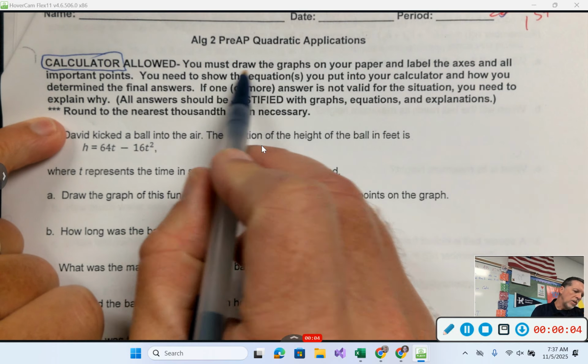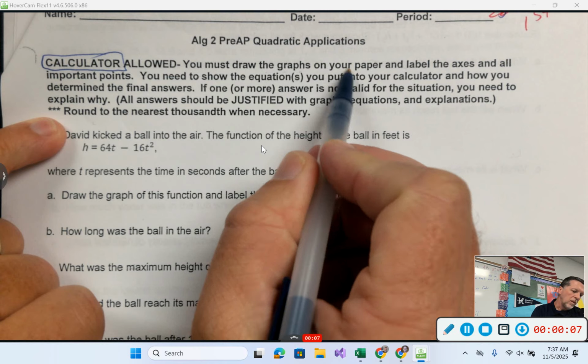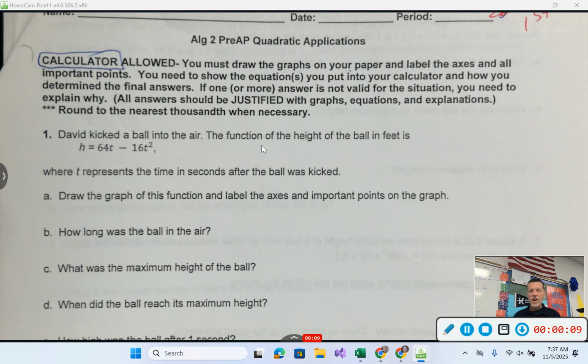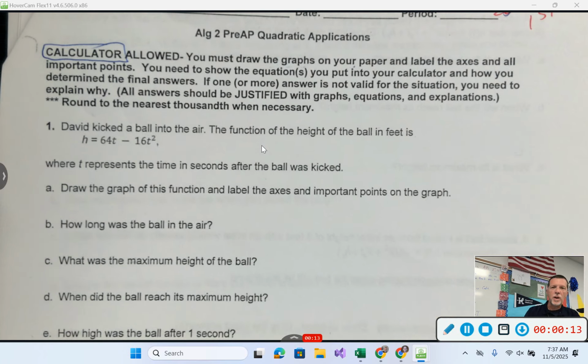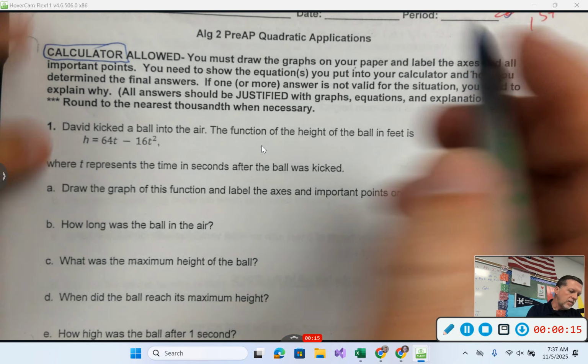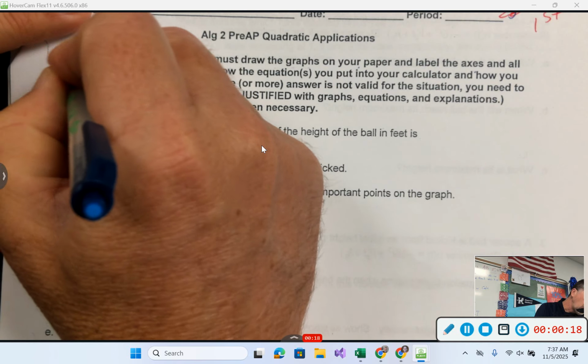Calculator allowed. You must draw the graphs on your paper. So you're going to have to sketch a graph. Even though you'll be looking at it on the calculator, you'll need to sketch it on your own paper. Label the axes and all important points.